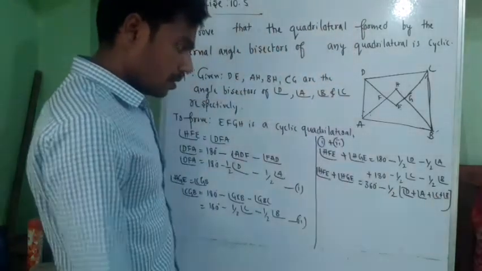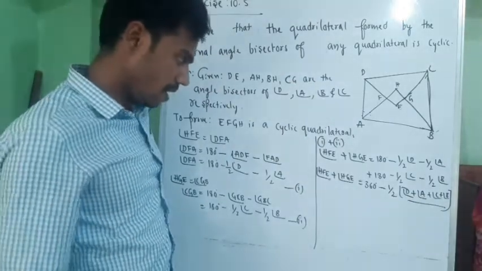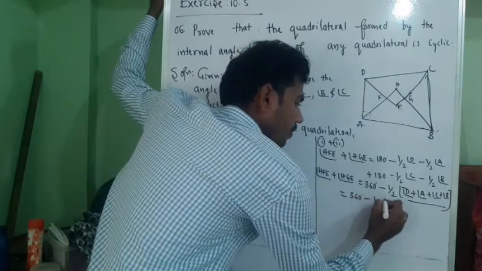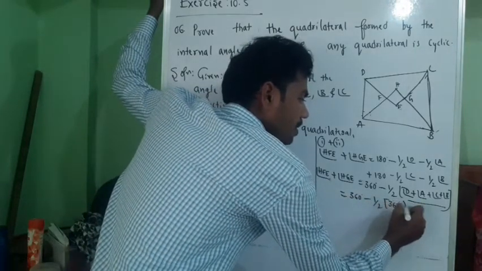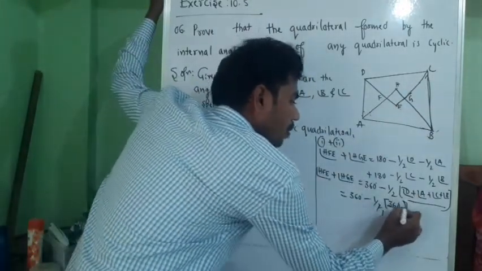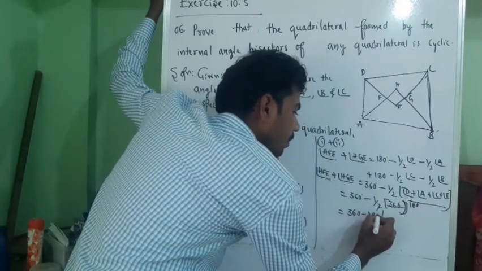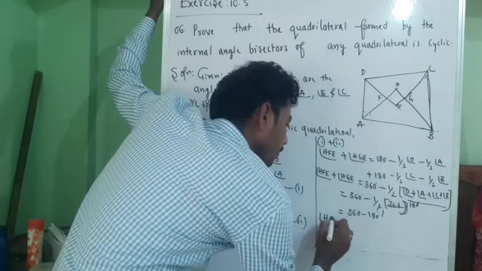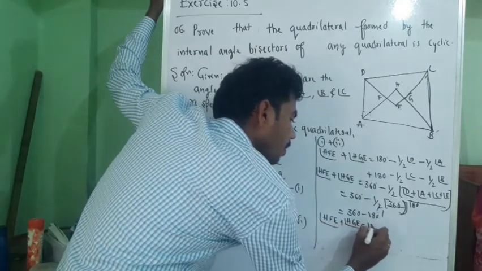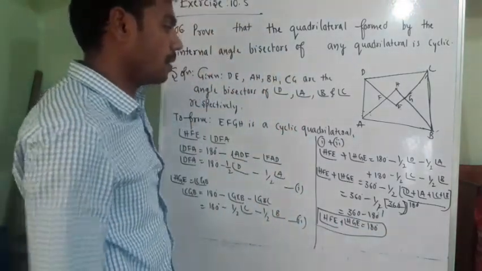Okay. So the sum of all the angles of a quadrilateral is equal to 360 degrees. So this is equal to 360 degrees minus half of 360 degrees, because the sum of all the angles of a quadrilateral is 360 degrees. Two halves make 180. So 360 minus 180, so angle HFE plus angle HGE is equal to 180 degrees. So we proved it.